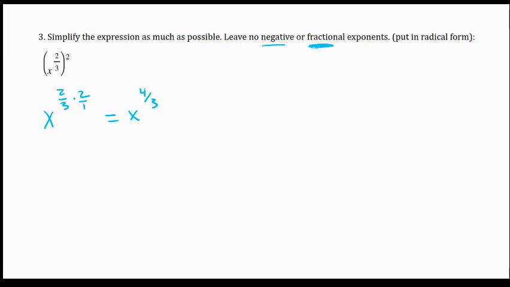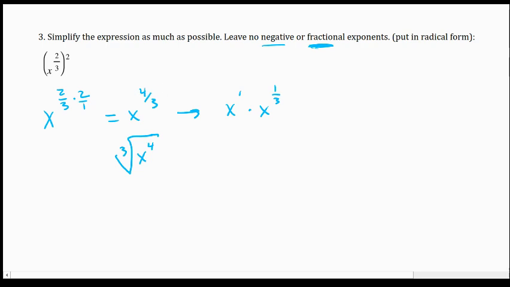I'm going to talk about it in two different ways. First of all, I know 4/3 is 1 1/3. So that's the same thing as x to the power of 1 times x to the power of 1/3. Or another way to do this is that this denominator here of 3 really means that I'm doing the cube root of x to the power of 4 because of that numerator.